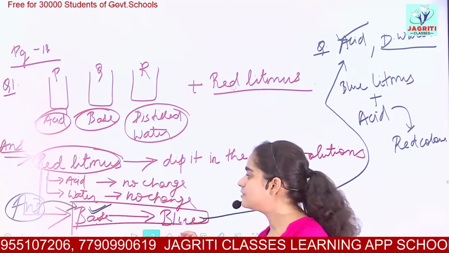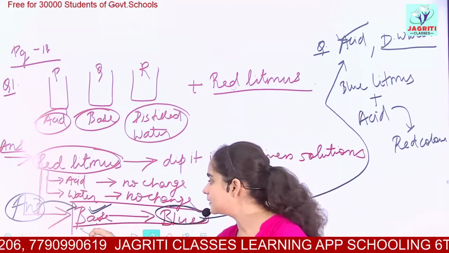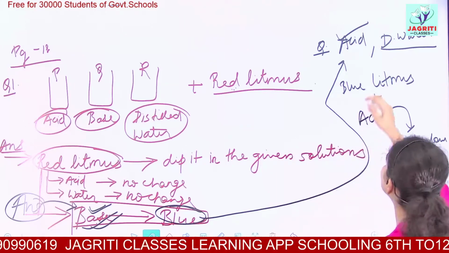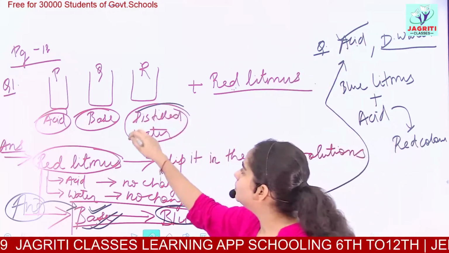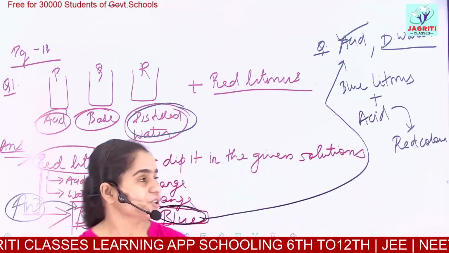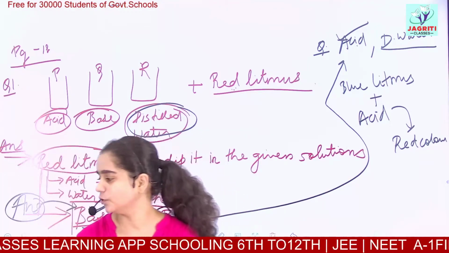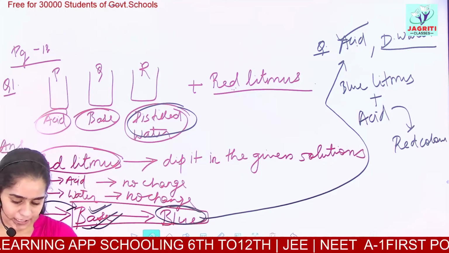Now you have identified the base, and you have identified the acid. So the remaining one would be distilled water. So this was a very easy question. Okay. Now moving on to the next question.